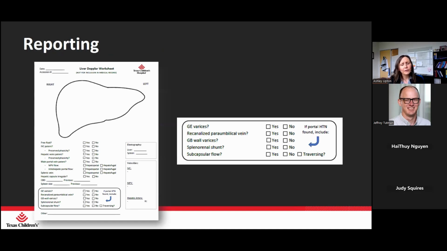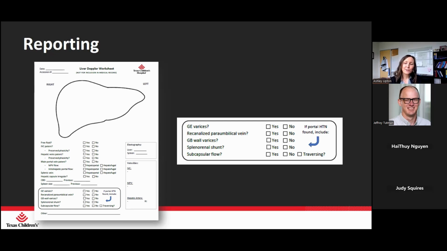So to make it a bit easier on sonographers and radiologists at our institution, we do have a liver Doppler worksheet with dedicated portions to include these extra images for patients with portal hypertension. And this is just a checklist for us whenever we're scanning these patients, just to make sure we're getting all these extra images that are super important. And I think it makes it easier for dictation for the radiologist as they go through these exams.